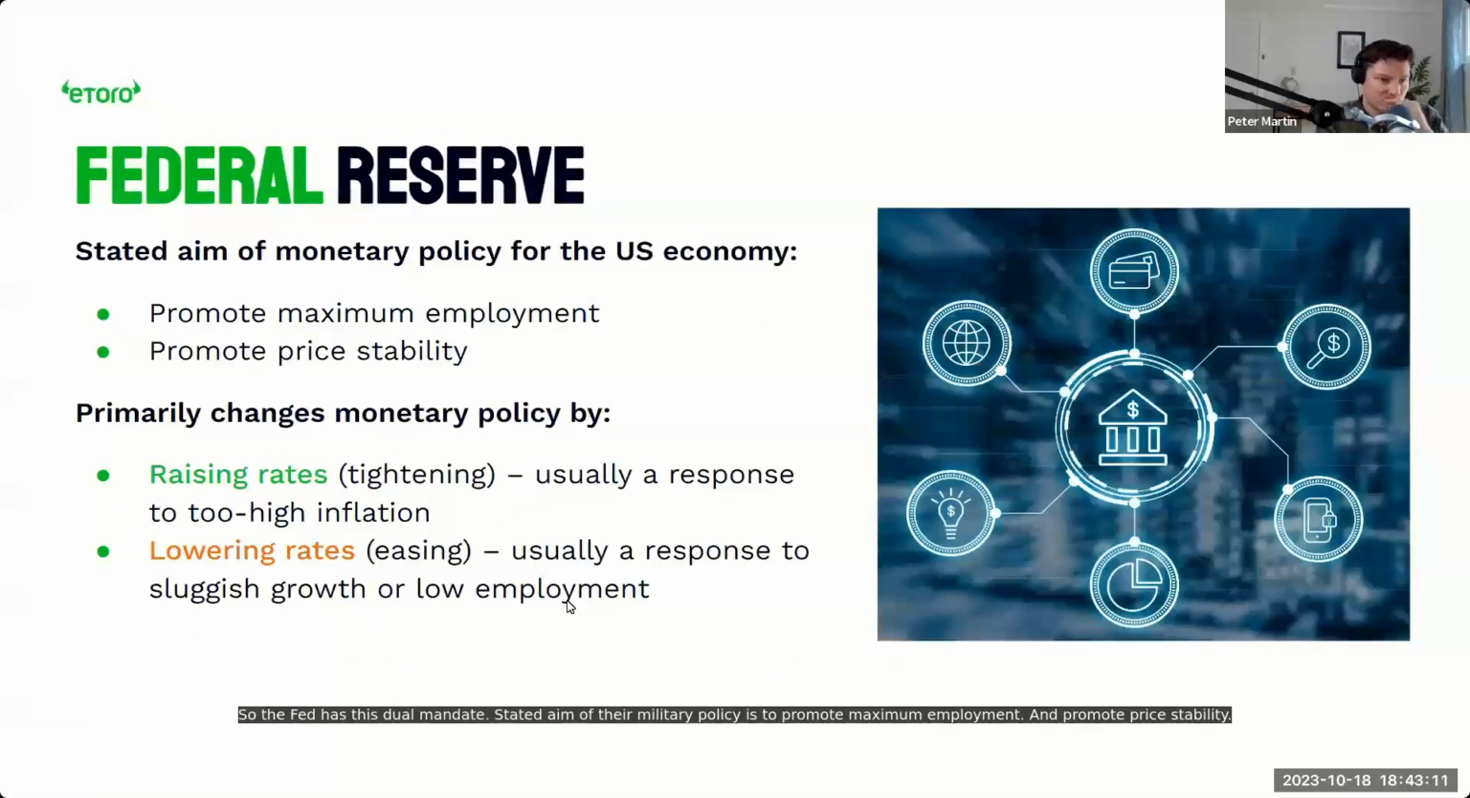So the Fed has this dual mandate. The stated aim of their monetary policy is to promote maximum employment and to promote price stability. So they're always trying to keep the jobs market strong, but they can't do that at the cost of causing price instability. So they have to have an eye on keeping things steady. And the primary way they do this is by tightening, raising rates, making rates higher. They'll do that usually as a response if they think that inflation is higher than their desired target, or lowering rates, which we call easing, usually a response to sluggish growth or low employment.